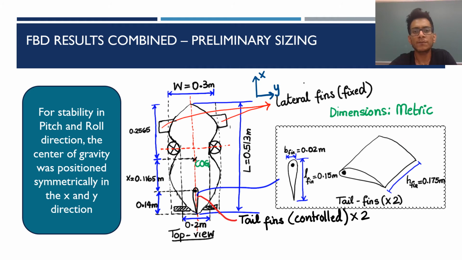Using the results from the three free body diagrams in the previous section, the AUV and its fins are sized as follows. This is the top view of the AUV. Its length is about 0.5 meters, its width is about 0.3 meters, and these are the dimensions for the tail fin, as can be seen here. For the pitch and the roll stability, the AUV's center of gravity was strategically placed symmetrically about the X and Y axes.